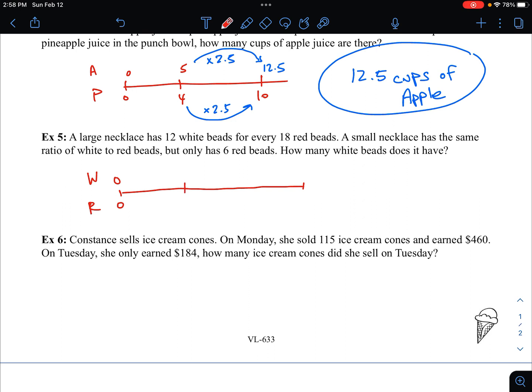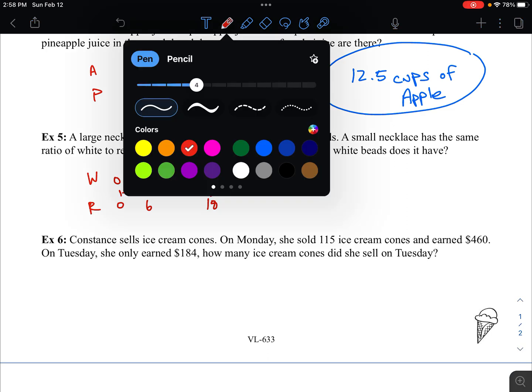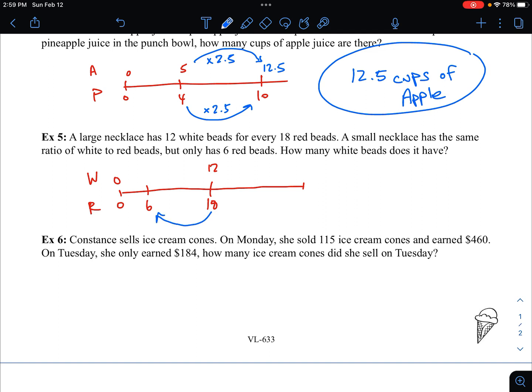And it says 12 white beads for every 18 red beads. A small necklace has the same ratio of white to red beads, but only has 6 red beads. So 6 red beads, where's 6? It's not after 18, it's actually before 18. So go backwards here. How many white beads would it have? So question is, how do I get from 18 to 6?